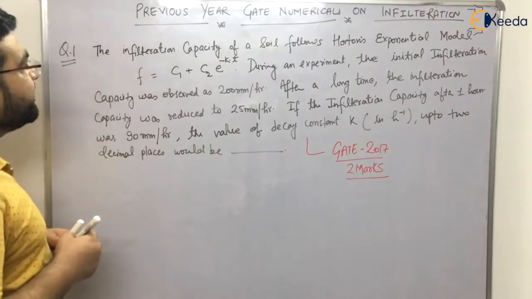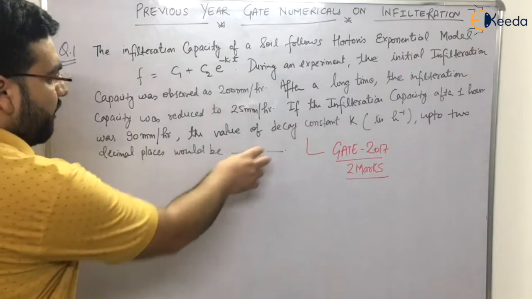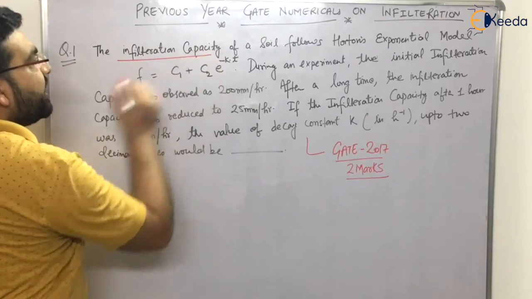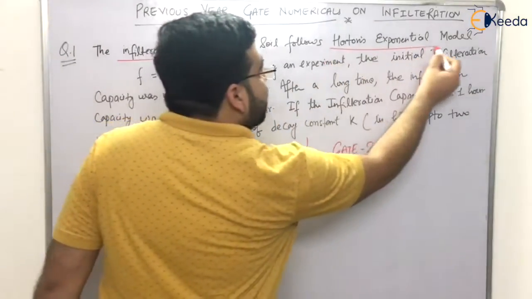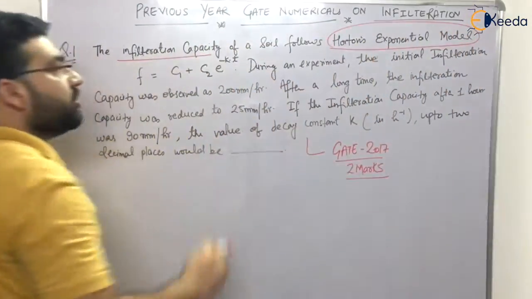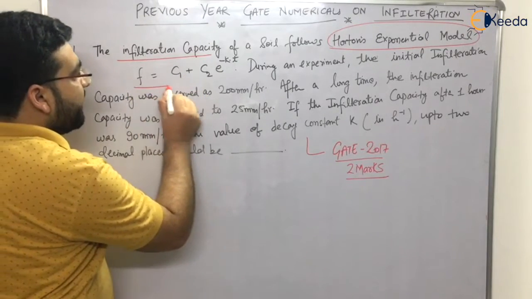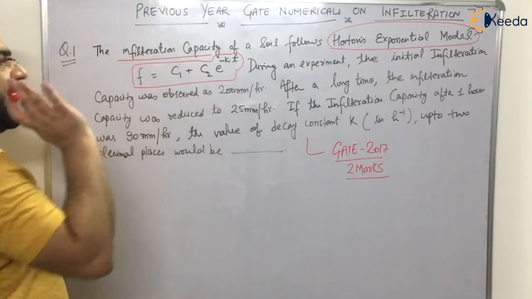The first numerical came in GATE 2017 for 2 marks. It was a TAT type of question. The numerical says the infiltration capacity of a soil follows Horton's exponential model. So it is based on Horton's model: f is equal to C1 plus C2 e raised to power minus Kt. So this model has been given to you.